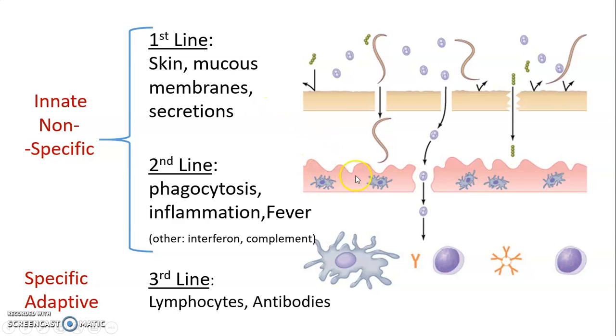And then this is showing within the body. These are phagocytes, these are macrophages, and so on. And then here is the lymphocytes and the antibodies. So this shows the three lines of defense. And notice how the first two are inborn. You don't have to adapt to them. You just have them as soon as you're born.